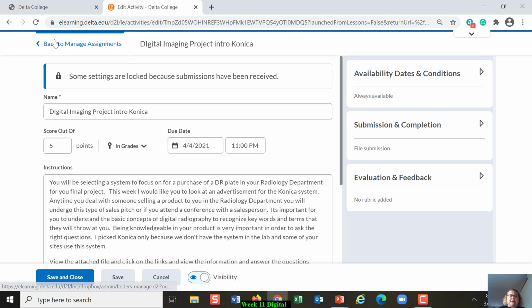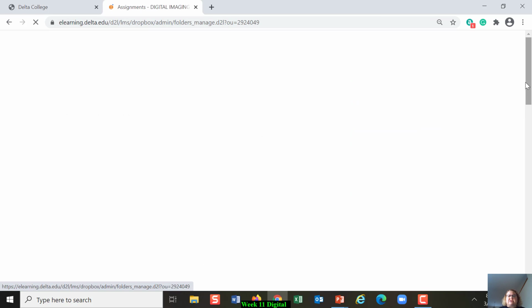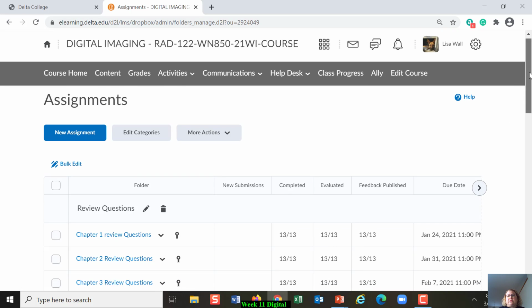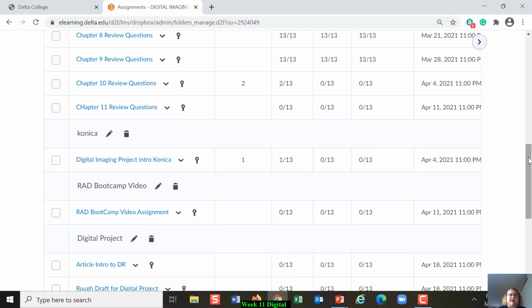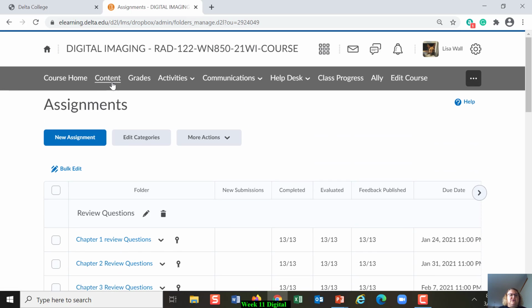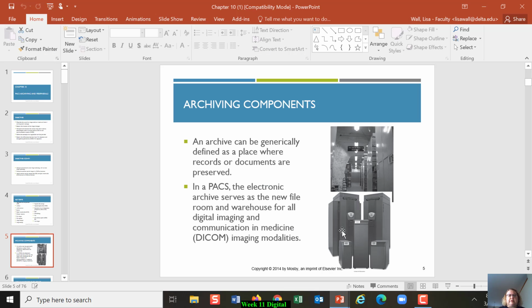You don't have to go with Konica. You don't have to go with Fuji. If there's another system that you've been researching and you're really interested in that particular plate, then you can certainly focus on that. You don't have to use one of these that I've attached. So don't feel like you have to do that section. So only those couple things. You've got to read chapter 10, answer those questions, take your quiz, and then complete that Konica assignment for this week.